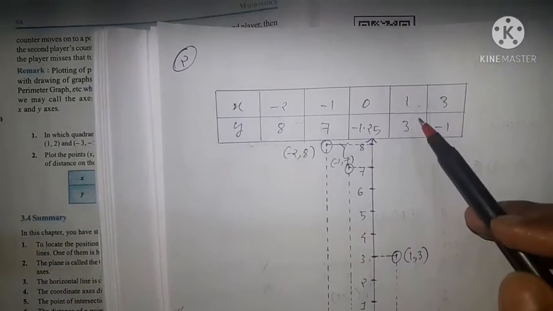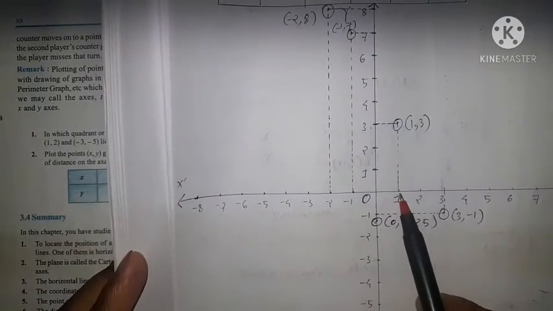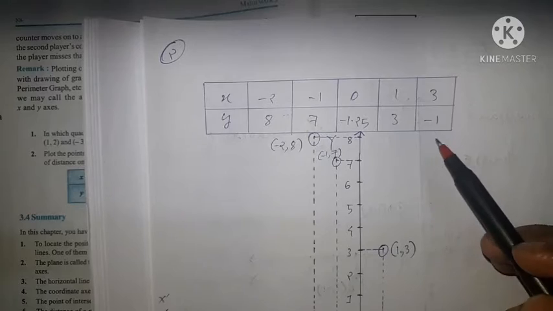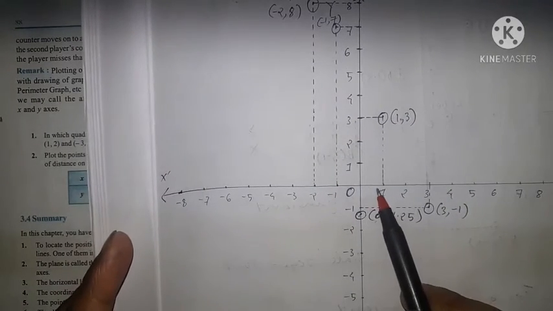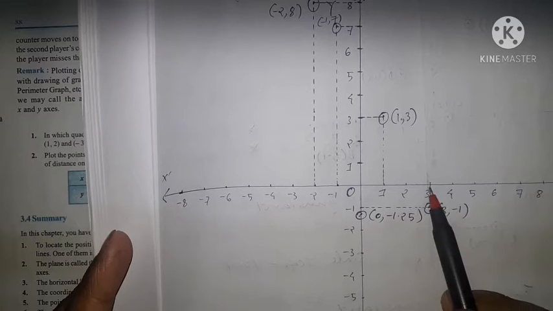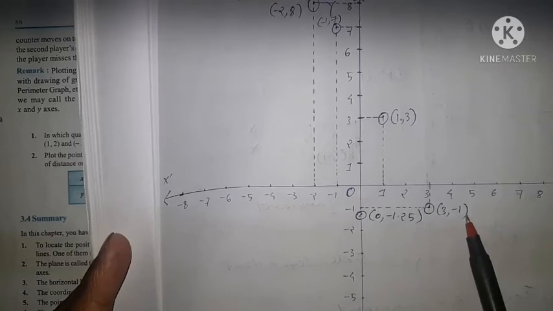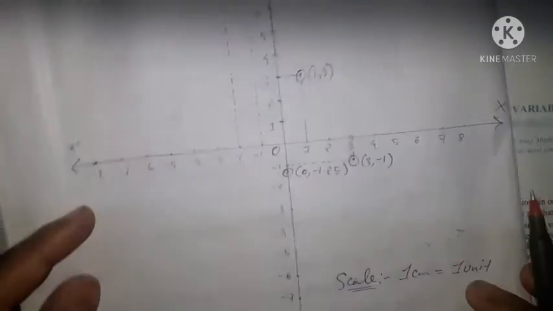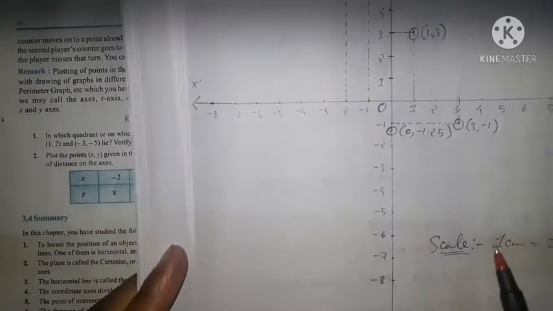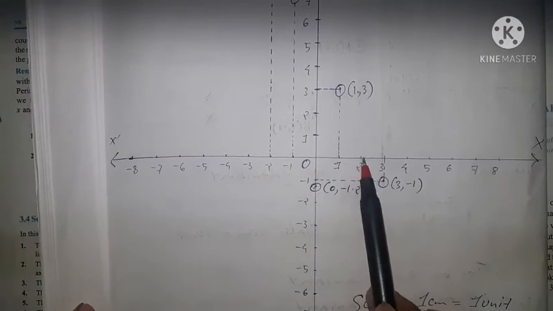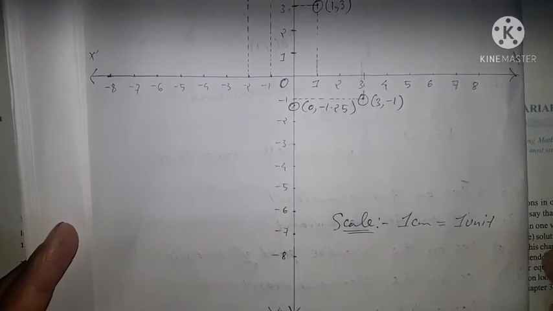Then the next is (1, 3). On the x-axis it is 1 and on the y-axis it is 3. Both the perpendiculars intersect at this point. So this is (1, 3). The last one is (3, -1). On the x-axis the movement is 3 and on the y-axis it is -1. If we draw the perpendiculars, both intersect at this point. So hence we have now plotted all the points given in this table. The scale we have taken is 1 centimeter equals 1 unit.